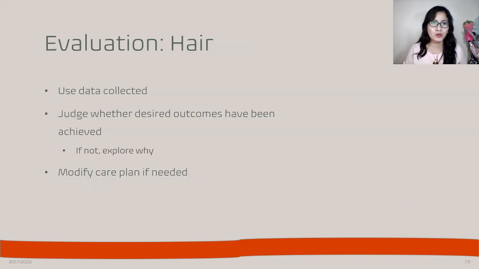In doing the evaluation of the hair, you must check the data that you have collected. You must judge whether the desired outcomes have been achieved. If not, why do you think so? Then if it is not met, you have to modify the care plan.